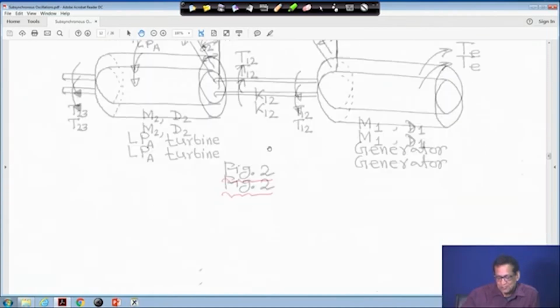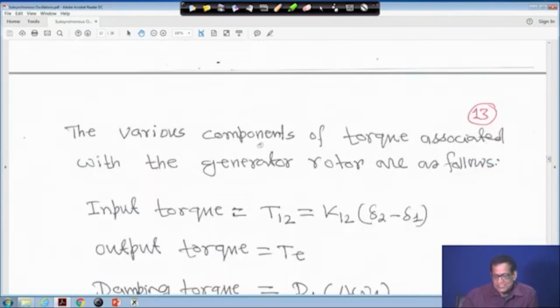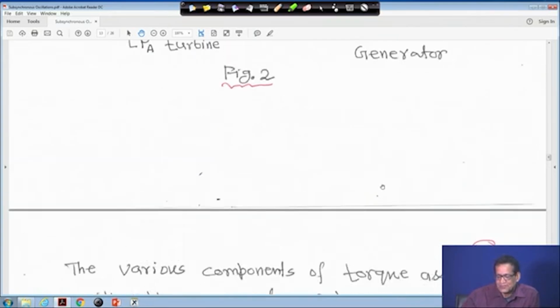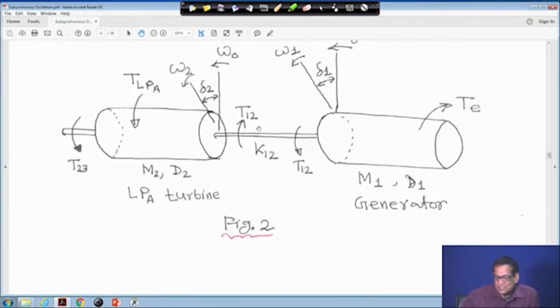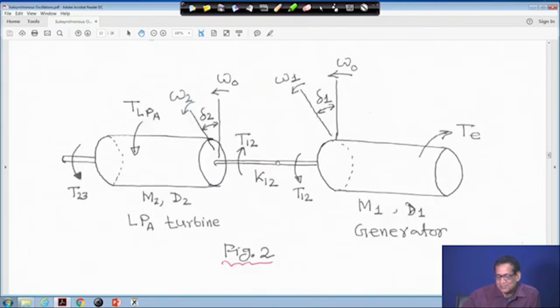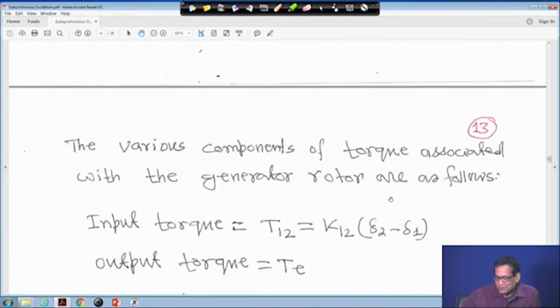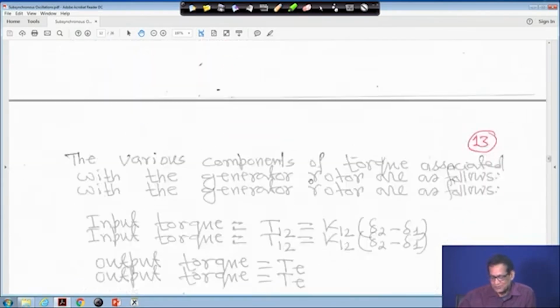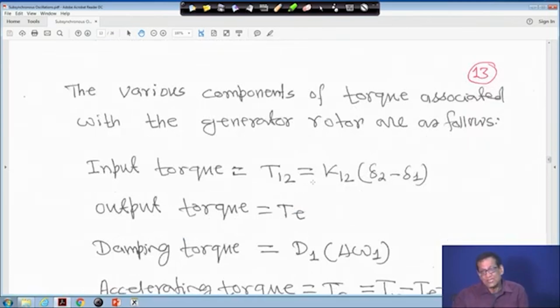For example, the various components of torque associated with the generator rotor are as follows. The input torque T12 will be K12 times delta 2 minus delta 1. This is the input torque T12 to the generator side, where K12 is the stiffness and delta 2 minus delta 1 is the angle difference. That is your T12.